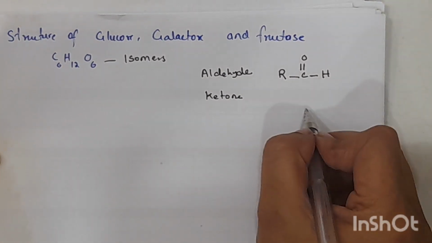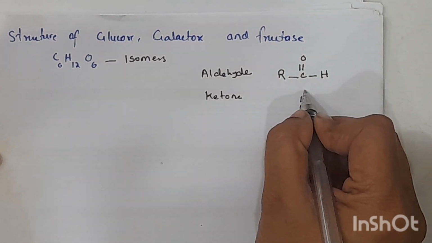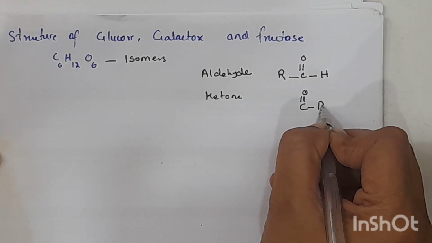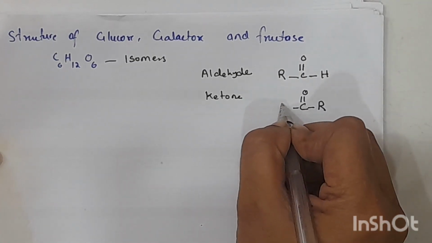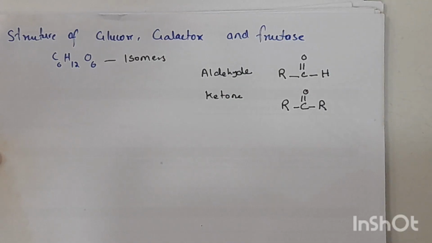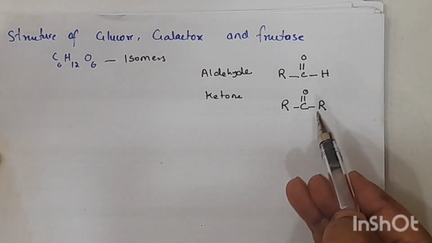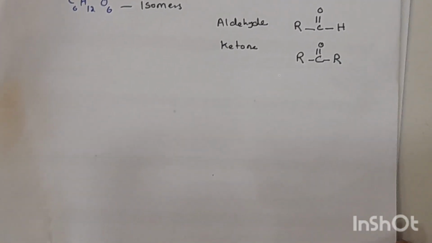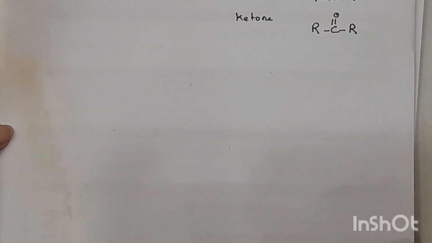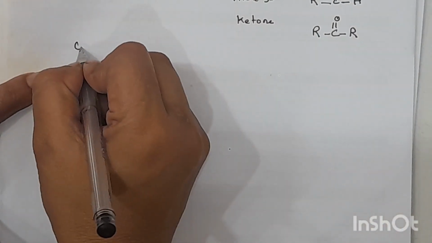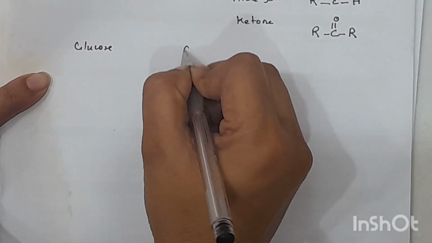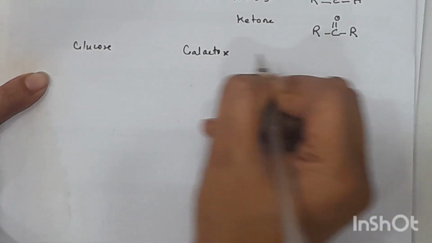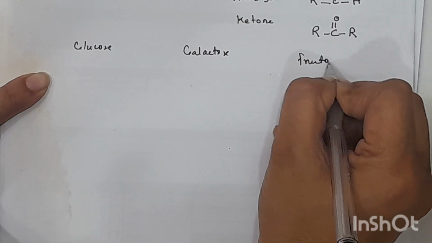In the case of a ketone, one carbon atom makes a double bond with oxygen, and it contains one alkyl group on one side and another alkyl group on the other side. So it means that in the case of an aldehyde only one alkyl group is present, but in the case of ketones there are two alkyl groups. Next we are going to write down the six carbon skeleton for glucose, galactose and fructose. This is glucose, this is galactose, and this is fructose.